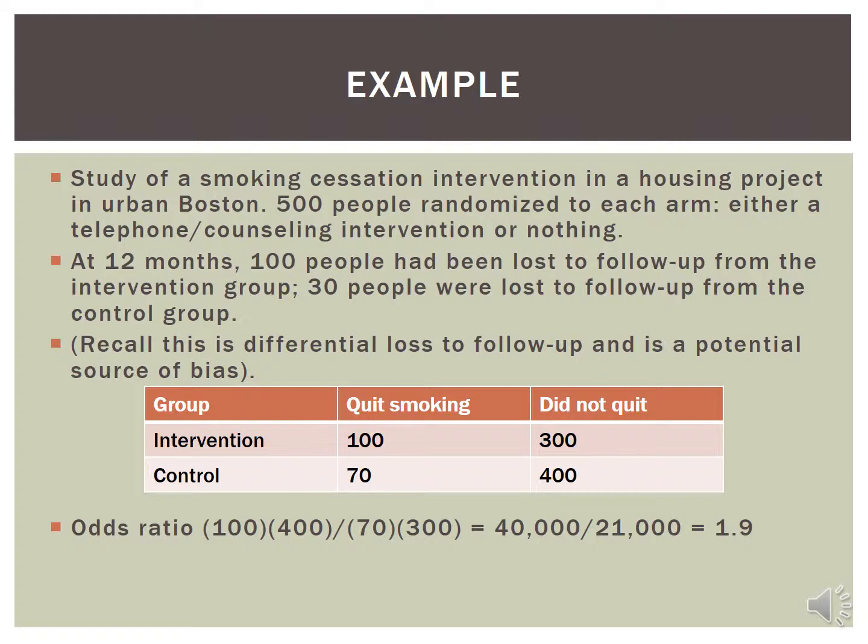So here's a table showing the results of just the people that stayed in the study, okay? So the intervention group has now 400 people in it. The control group has 470 people in it. And I did an odds ratio for you and showed that the intervention was 1.9 times as likely to be effective for smoking cessation compared with the control group. Meaning the people in the intervention group were almost 2 times as likely to quit smoking as the people in the control group. This is a per protocol analysis.